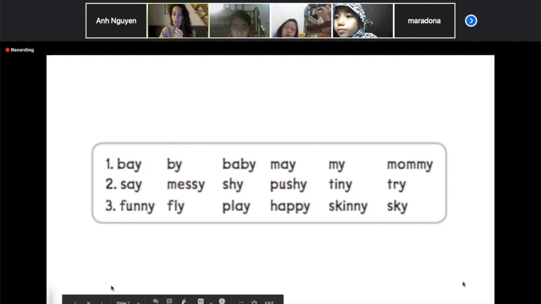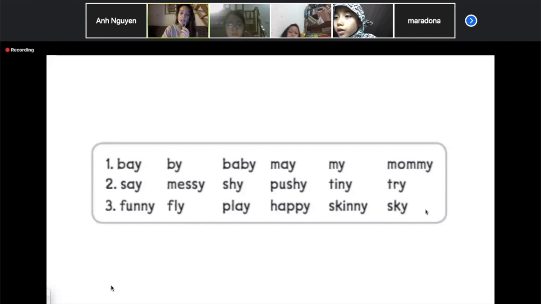So let's look at all of these words. Does anyone have a question about any of these words? Some of them have Y as our long E sound. Some of these words have Y as the long I sound. And some of these words have Y helping to make the long A sound.